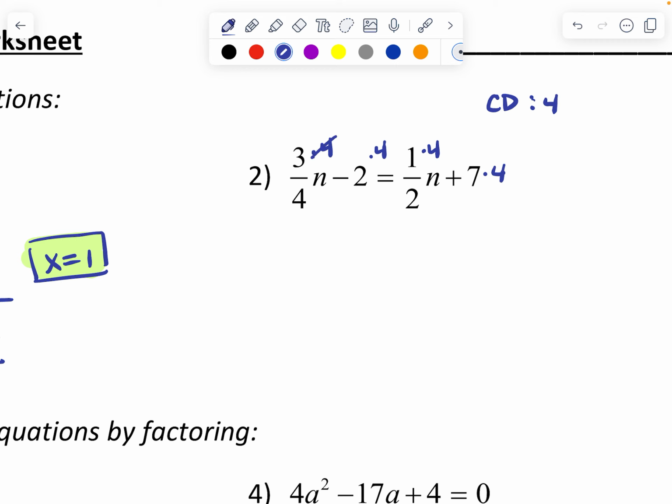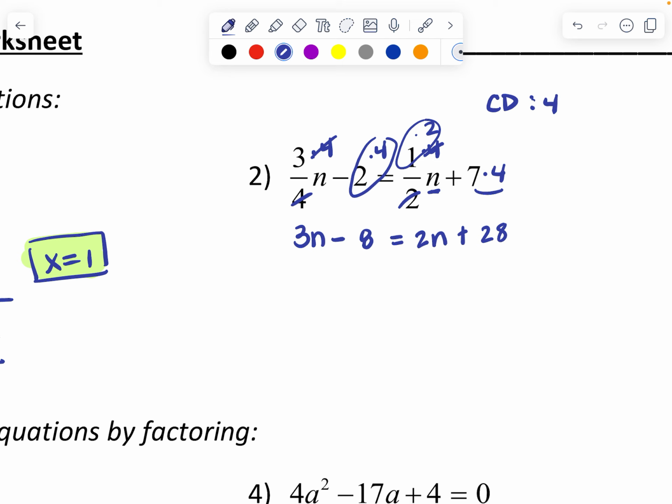So notice here, the 4's cancel out. I'm left with a 3n. Minus 2 times 4 is 8. And then on here, it doesn't look like the denominator cancels out, but it actually does. 2 goes into 4 twice. So I'm left with a 1 times 2, which is 2. And then I'm also left with the n, which is a 2n. And then plus 7 times 4 is 28.